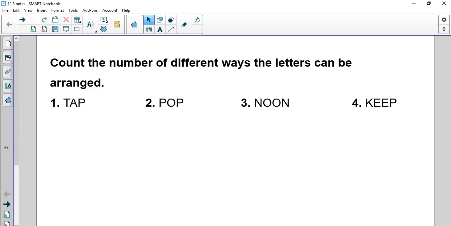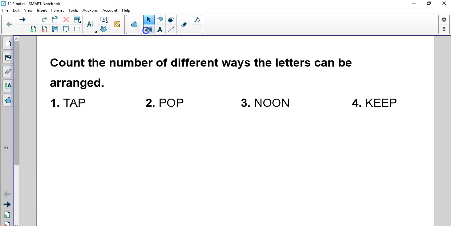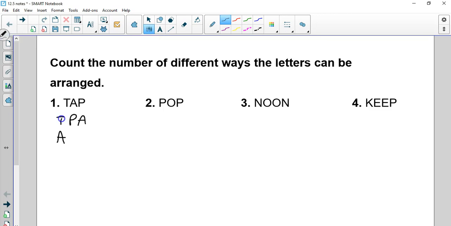Alright, so we're going to learn how to do this in the lesson, but I want to talk about how you would just do it if you didn't know the math behind it. So let's take the word tap. If we're going to rearrange this, we have tap, so there's one. Keeping T in the first place, we would have TPA. Now let's put A in front, so we have APT, and then ATP.